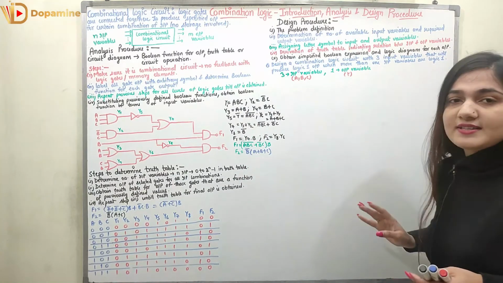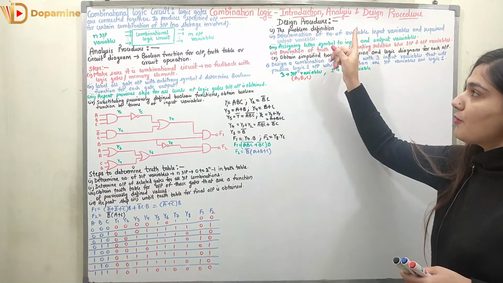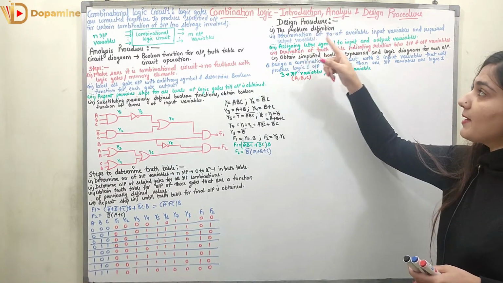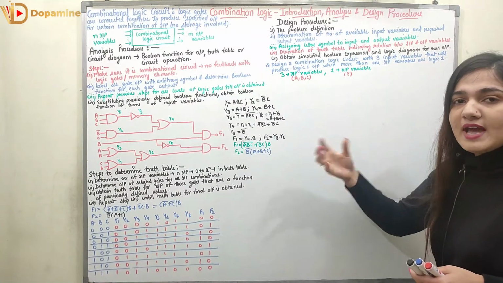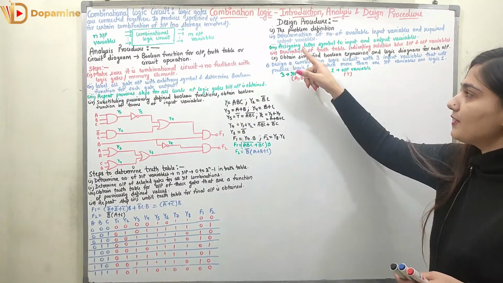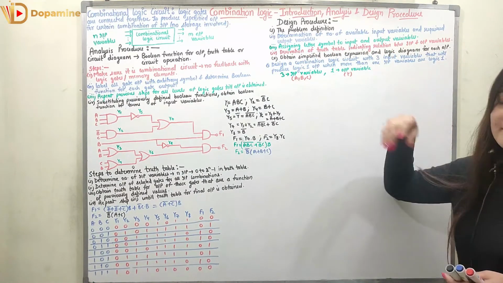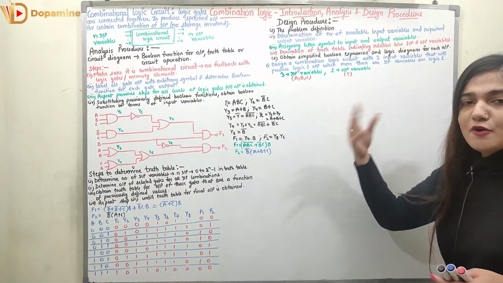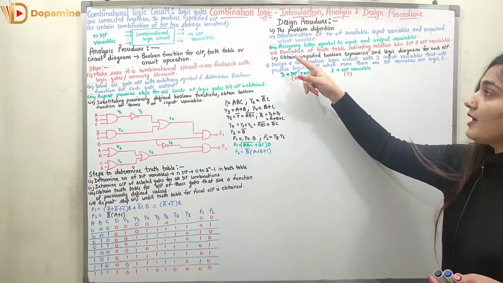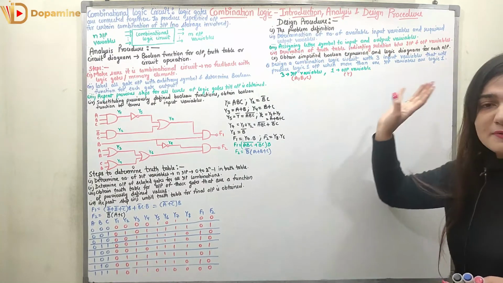So now coming to the design procedure, how to design a circuit. So first of all, we have to define the problem. Then the second step is to determine the number of available input and output variables. How many inputs we have, how many outputs we have, to determine that. Then we have to assign letter symbols to input and output variables. We have to assign the inputs with some letters like A, B, C, outputs with some letters like X, Y and all. Then we have to derive the truth table indicating the relation between input and output.